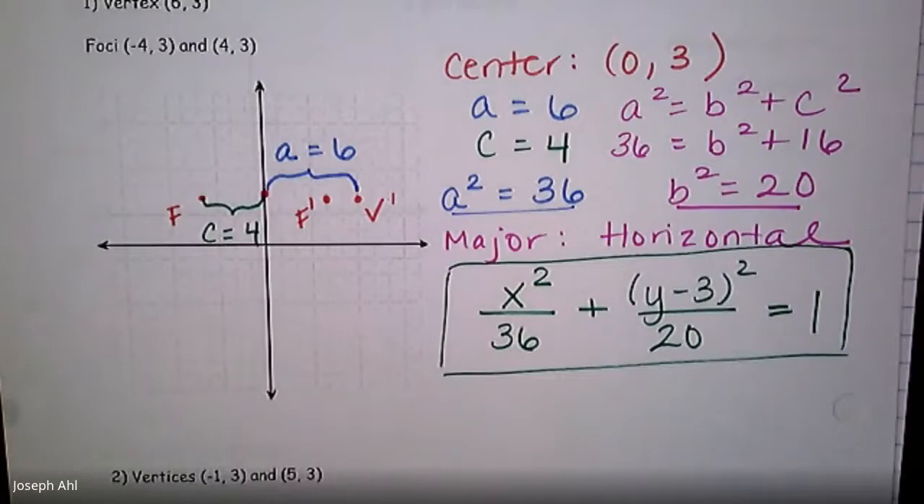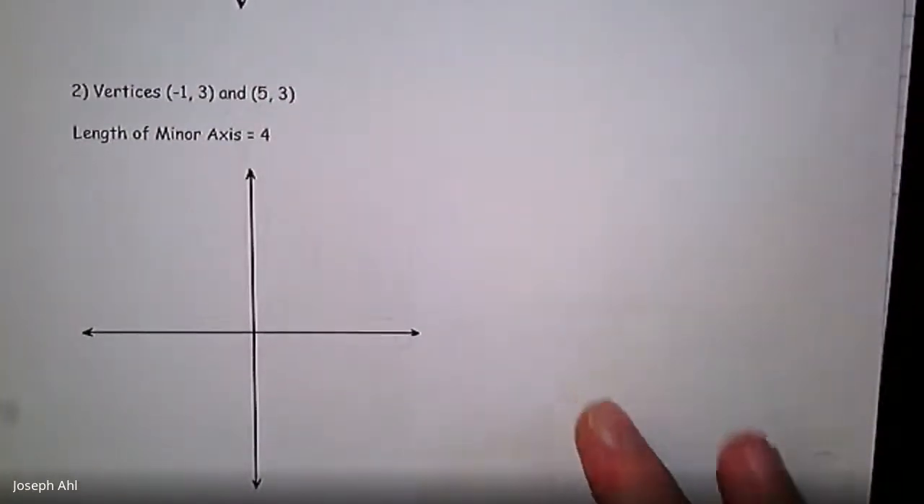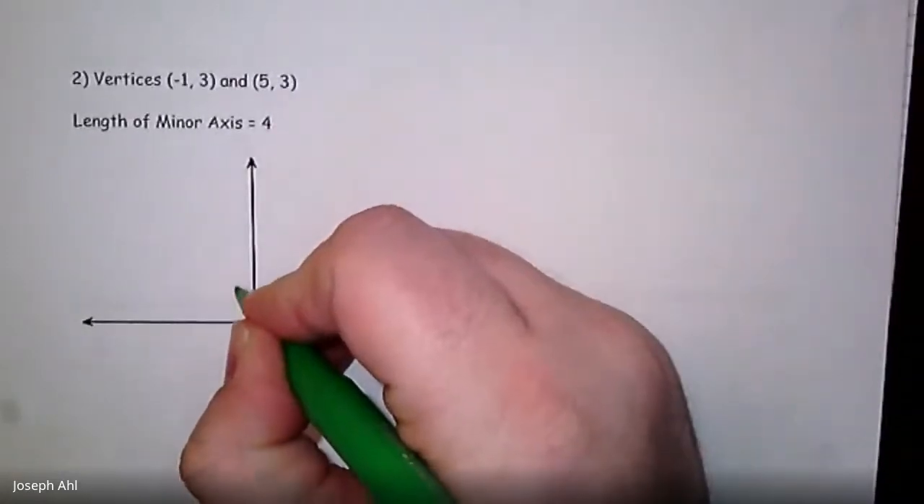We're going to see some other types of given information that will help us to come up with some equations here. Moving on to the next example, we've got vertices at (-1, 3) and also (5, 3). So let's plot those.